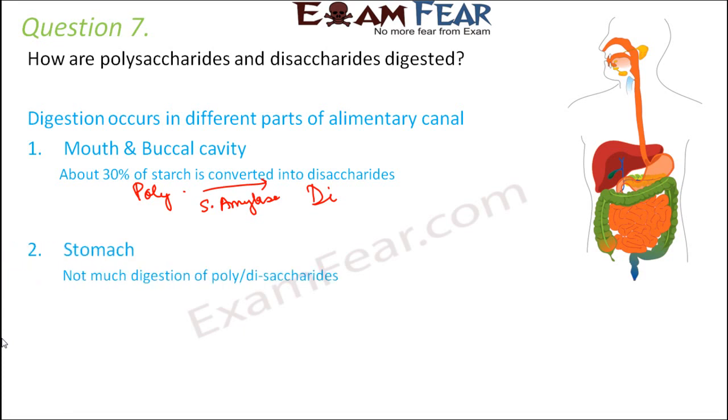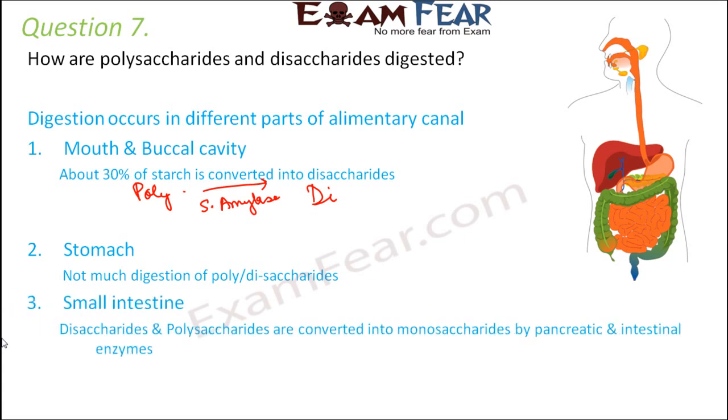Next, it reaches the stomach, but not much digestion takes place there for polysaccharides and disaccharides, because in the stomach the digestion takes place for proteins and fats. However, there is again a major digestion activity in the small intestine. Here the disaccharides are broken down to monosaccharides. The polysaccharides are also broken down into di and then to monosaccharides.